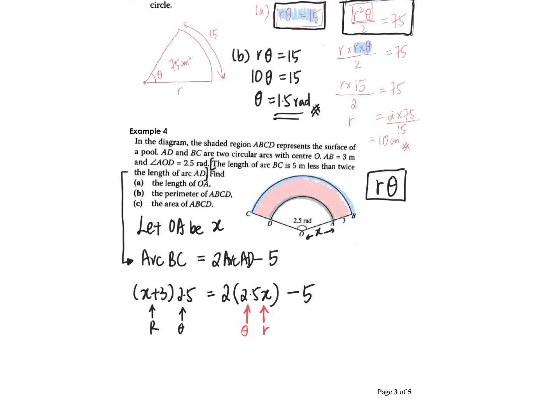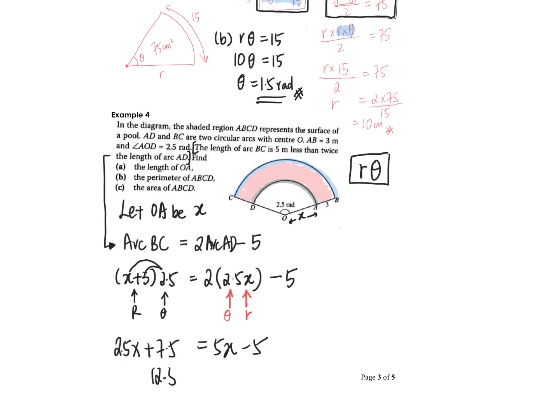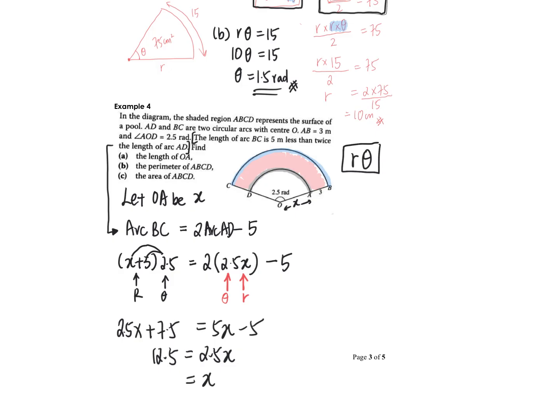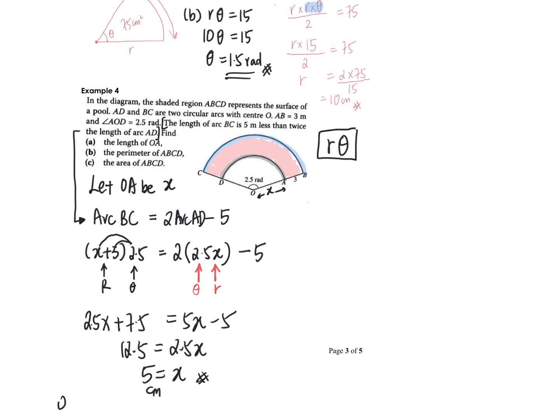So solve the math. This is just an algebraic expression. 2.5x plus 7.5 is 5x minus 5. So if you simplify, 2.5x is 12.5. X is just 5 cm. So I have found the length OA. So OA is 5 cm. Okay, so always follow what they say and then see where it leads you to.